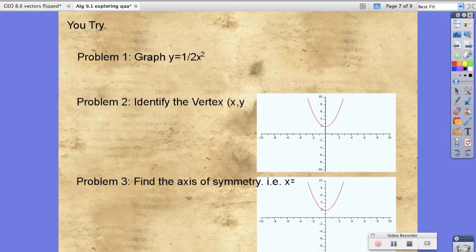Now it's your turn. Try these 3 problems and write them down on your notes. We'll take a look at them tomorrow.